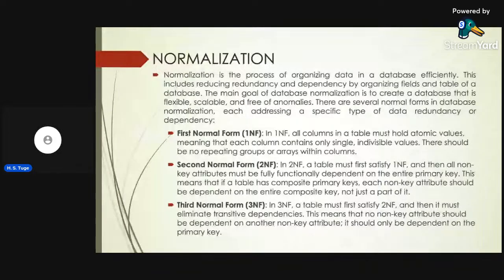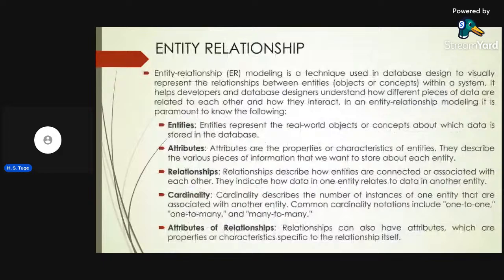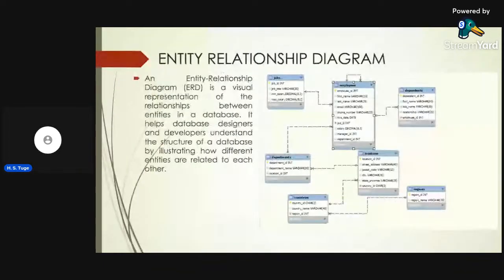Let me give an example. Let's go back to this table. Now this is normalized. If this is not normalized, you have the department here.